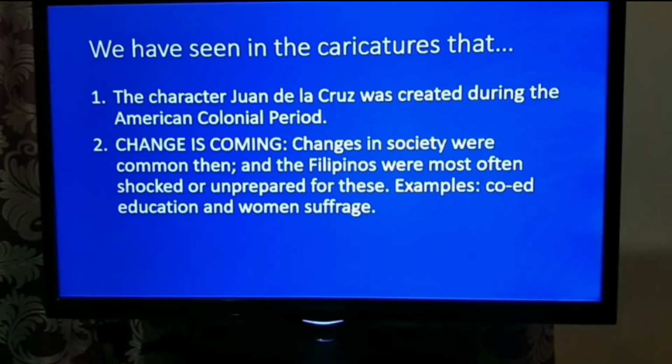The Filipinos were shocked and unprepared, like co-ed, okay? Women suffrage. These are new ideas for them. And the change has indeed come in their time. And that's how they handled the change. They used art, they used caricatures to express what they feel about the coming change.